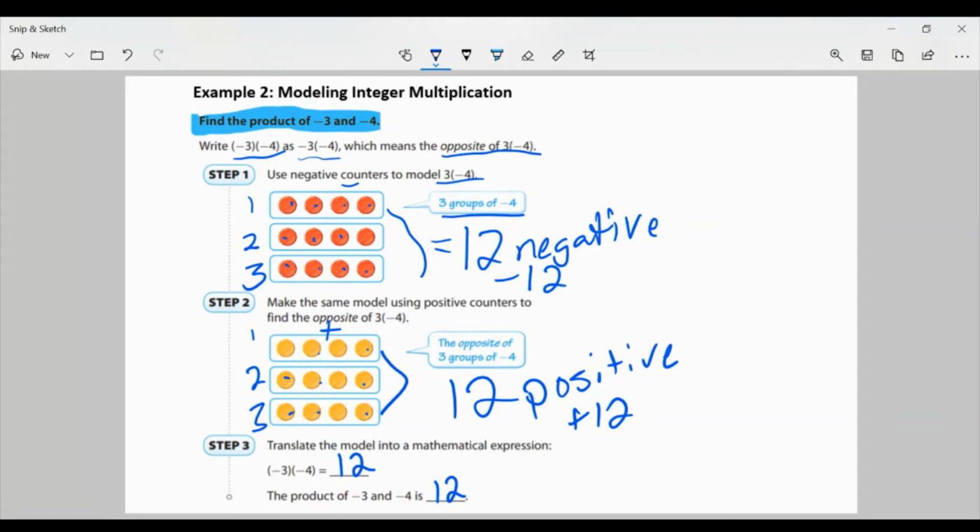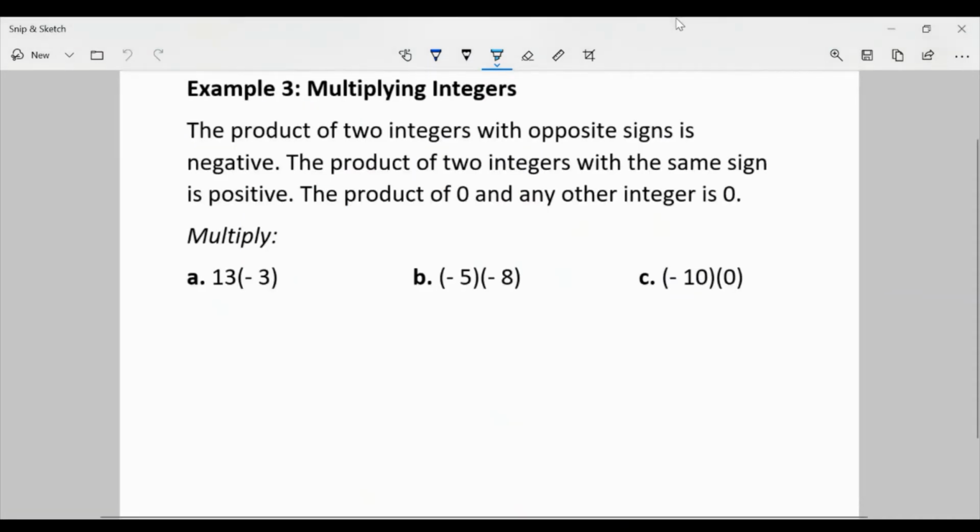On the next example, I'm going to do a few equations to show you how to solve these multiplication problems without using the counters or the number line. Hopefully it'll clear up a little bit of misunderstandings that you may have. Looking at example 3, multiplying integers, you're not always going to be able to use a number line or counters.